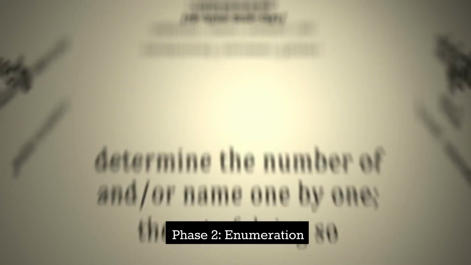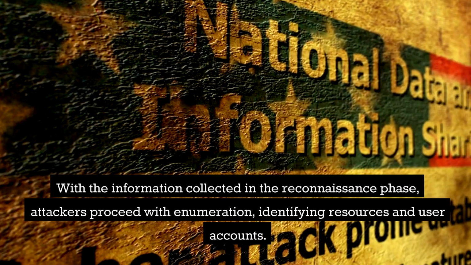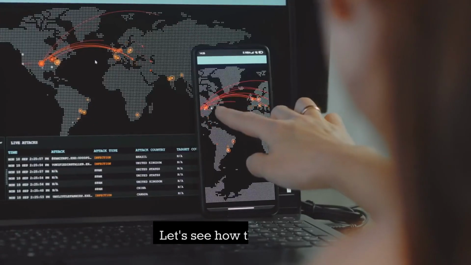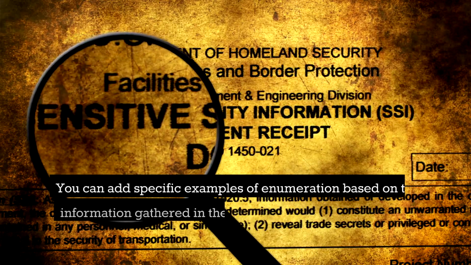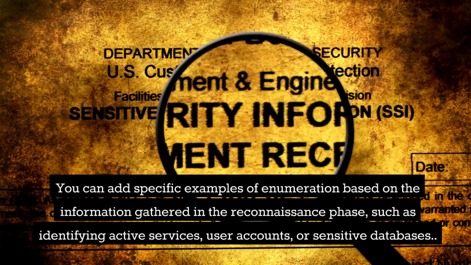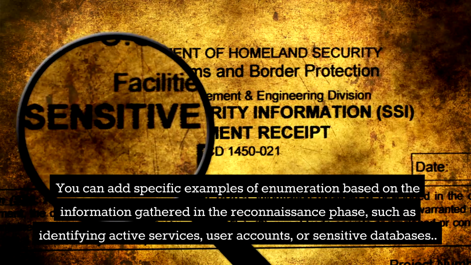Phase 2, enumeration. With the information collected in the reconnaissance phase, attackers proceed with the enumeration, identifying resources and user accounts. Let's see how this unfolds. You can add specific examples of enumeration based on the information gathered in the reconnaissance phase, such as identifying active services, user accounts, or sensitive databases.